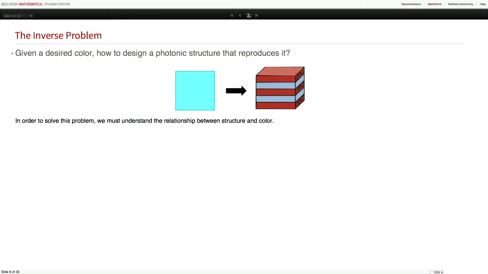And so then we can introduce the inverse problem, which is: given a desired color, such as this blue color here, how can I design a photonic structure that reproduces it? In order to solve this problem, we need to understand the relationship between structure and color, which you may already have a sense is fairly complicated.